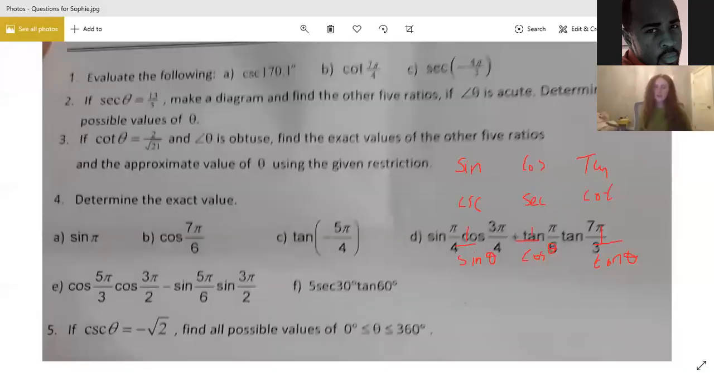Number 1a is 1 over 0.17. How did you get 0.17? Because I did sine of 170.1 and then I put it over 1. I found the reciprocal. You put it over 1 or under 1? Under 1. Okay. Next one. I did the same for the others. B is 1 over 0.096. Okay. And C is 1 over 0.99.